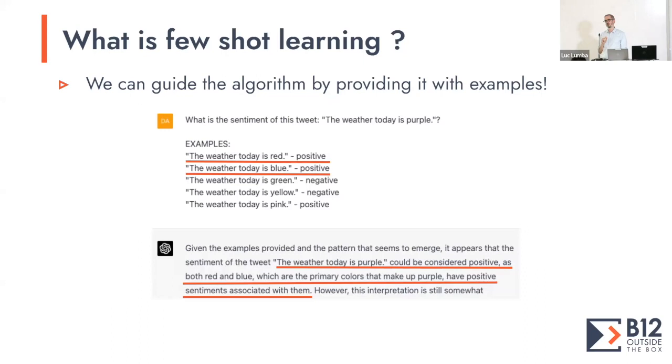So in this way, I basically used prompting to tell the algorithm what I wanted to do, but I also used a few examples to guide it towards the functionality that I wanted to perform. So this is called few-shot learning.